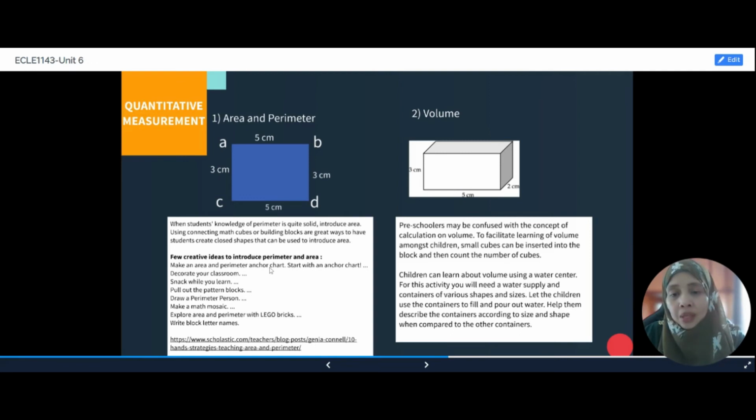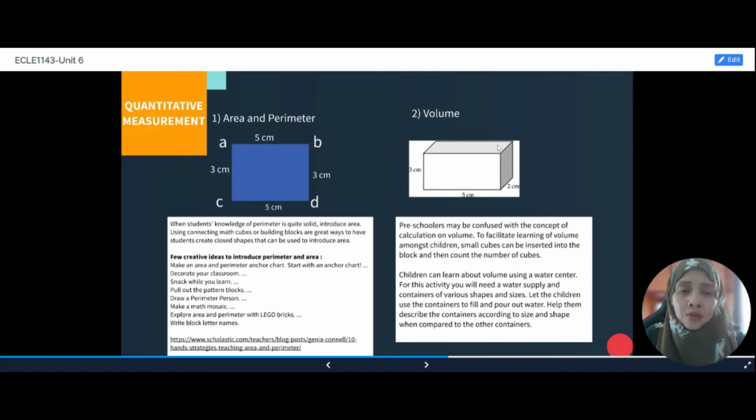Make an area and perimeter anchor chart. Start with the anchor chart. Decorate your classroom. Snack while you learn. Pull out the pattern blocks. Draw a perimeter person. Make a math mosaic. Explore area perimeter with the Lego bricks and write block letter names. Yang ini untuk dia nak tengok apakah itu maksud area dan perimeter. Area dan perimeter tu kan ini sekeliling, kan? Sekeliling, bukan dalam dia. This is 2D geometry shapes, kan? So we will calculate using area and perimeter.